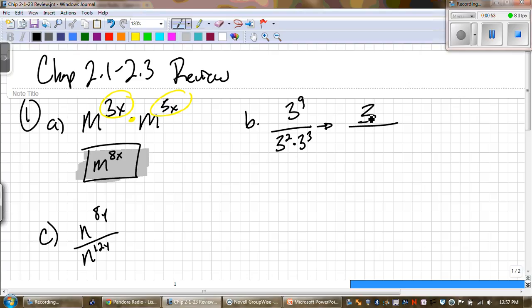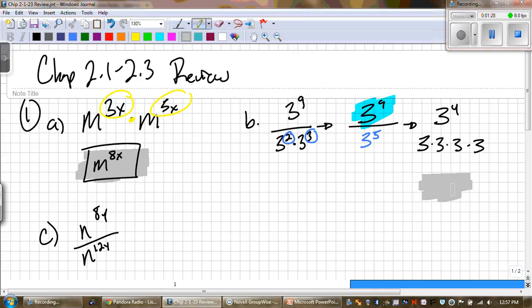For B, we want to start simplifying things first. So at the bottom, we can combine those, and we have 3 to the 5th, because 2 plus 3 gives us 5. Now, who wins, the top or the bottom? Okay, well, the top wins, and the top wins by 4. Okay, and now we're not done with this because we actually know what 3 times 3 times 3 times 3 is. Okay, when you work that all out, you end up getting 81.